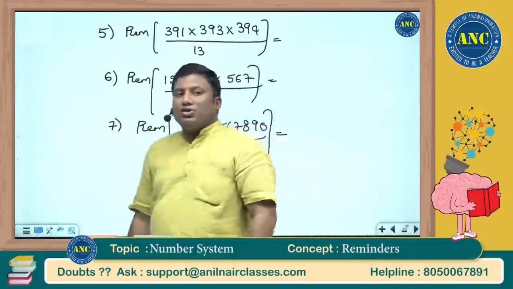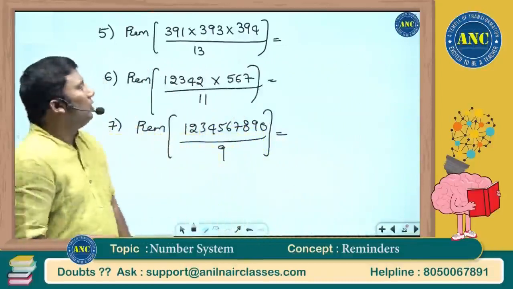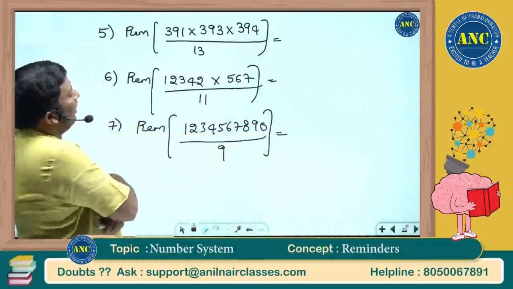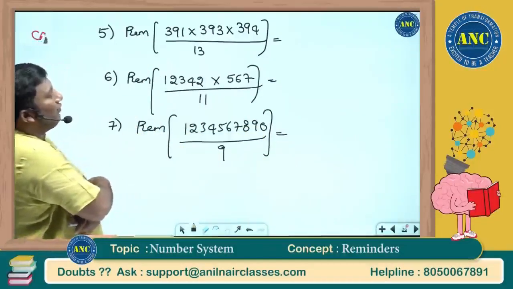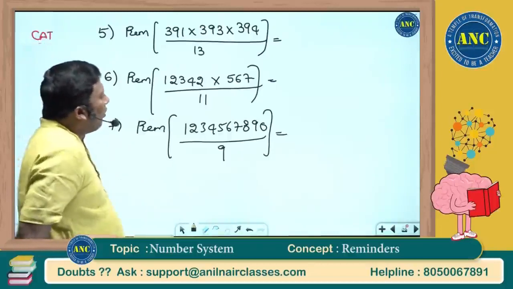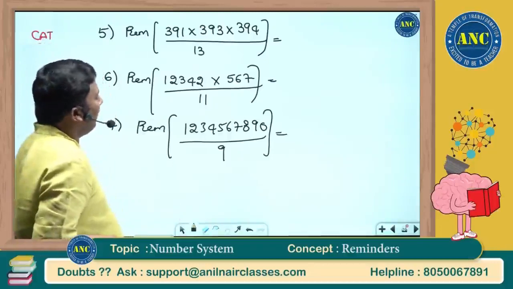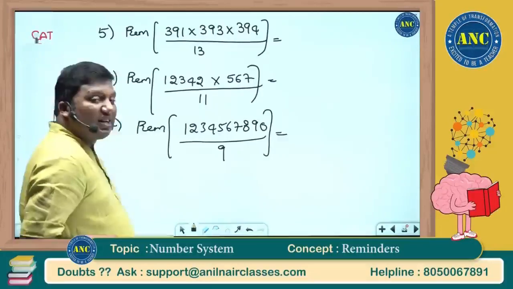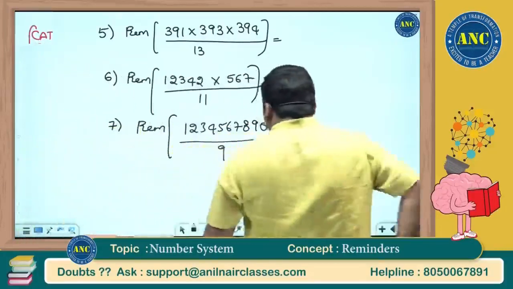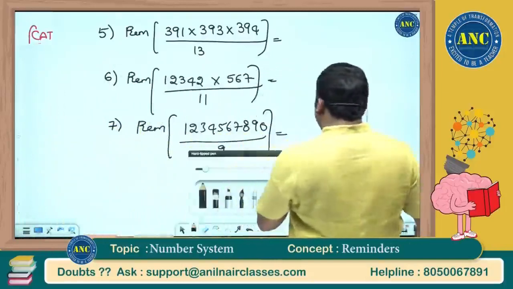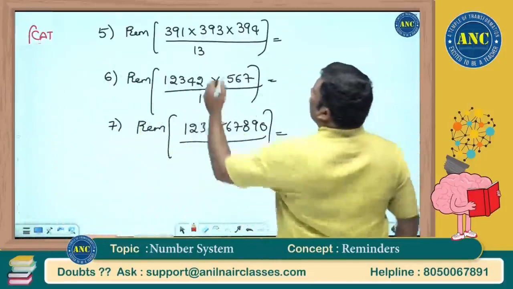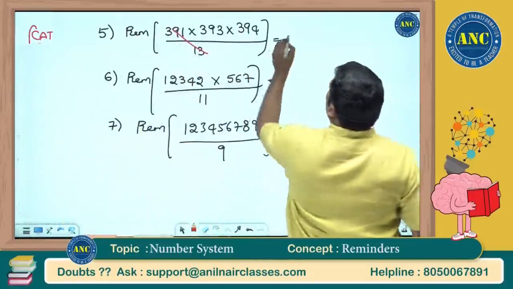These are the three questions. Remainder 1. 391 into 393 into 394 divided by 13. 1, 2, 3, 4, 2 into 567 divided by 11. 1, 2, 3, 4, 5, 6, 7, 8, 9, 0 divided by 9. Now listen carefully. This question: 13 30s are 390.